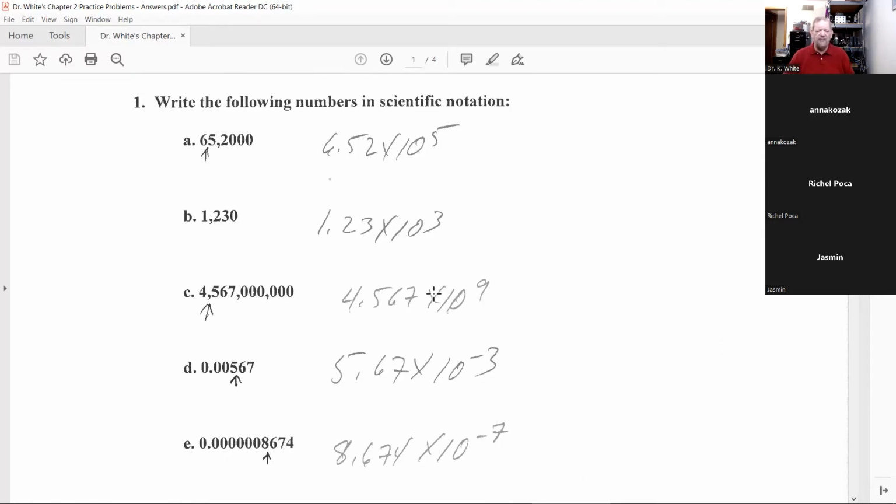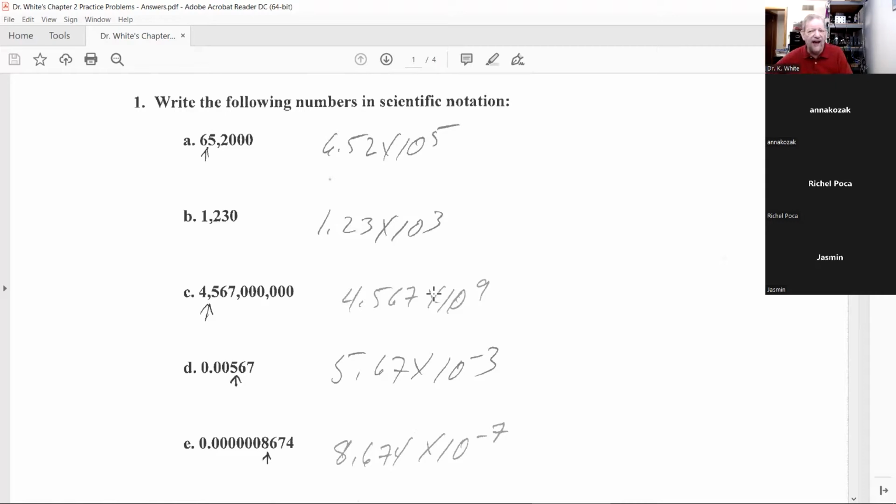Now that's for numbers 10 or greater. I will never put on a test, and really in real life, I never use scientific notation for a number that's between 0 and 10. If you did, that's 10 to the 0, but that you don't have to know.